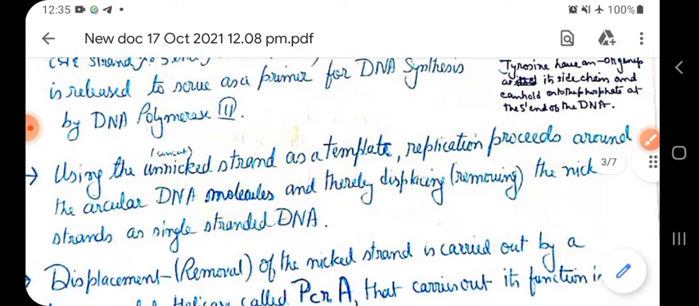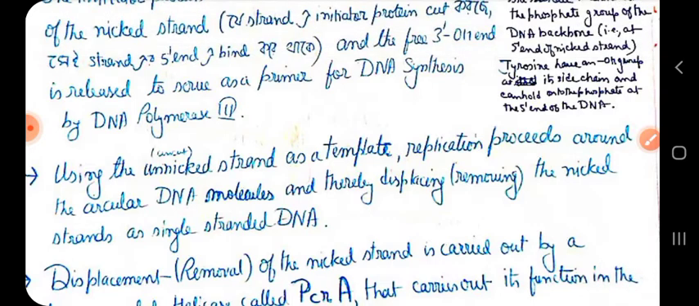Okay, so the nicked strand or the unnicked strand will be used as a template. Unnicked means the strand which has not been cleaved by this initiator protein. That unnicked strand will be released, and with the help of this unnicked strand as a template, DNA molecules will be prepared from it. Complementary DNA synthesis will be catalyzed by DNA polymerase 3.